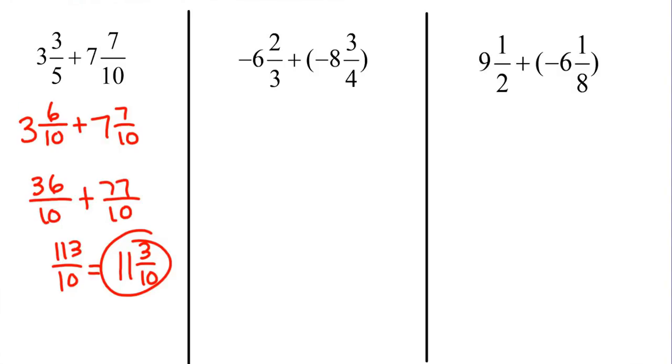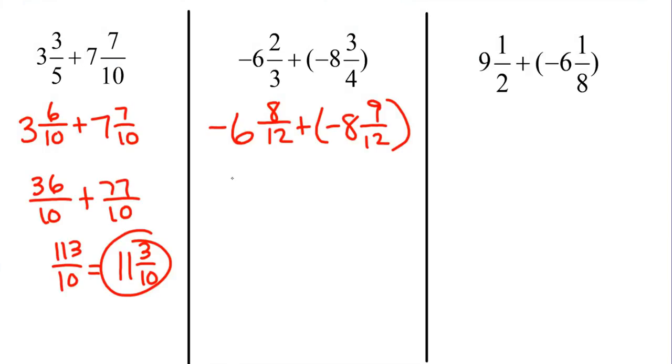Next, negative 6 and 2/3 plus negative 8 3/4. Our least common multiple of 3 and 4 is 12. So this is negative 6 and 8/12 plus negative 8 and 9/12 once we get our common denominator. And then, since these are the same sign, we can add the whole numbers and add the fraction parts together, or we can write these as improper fractions. It really doesn't matter in this case when you have the same signs, but I'm going to continue on with the improper fraction route.